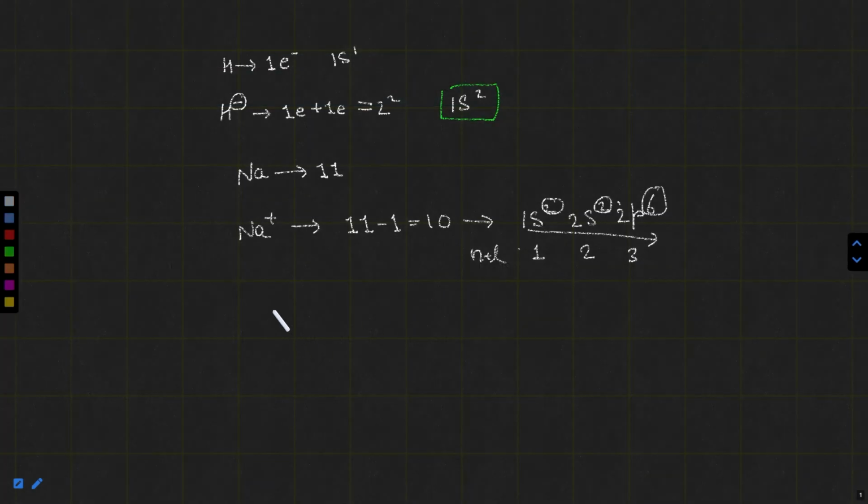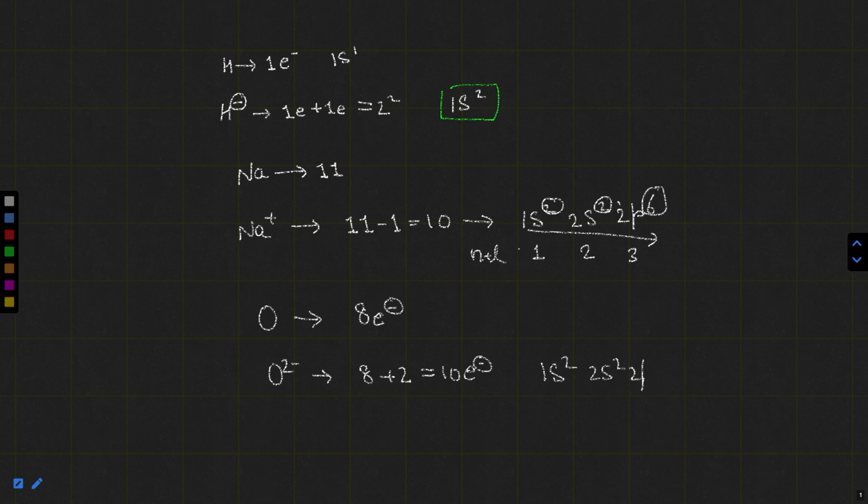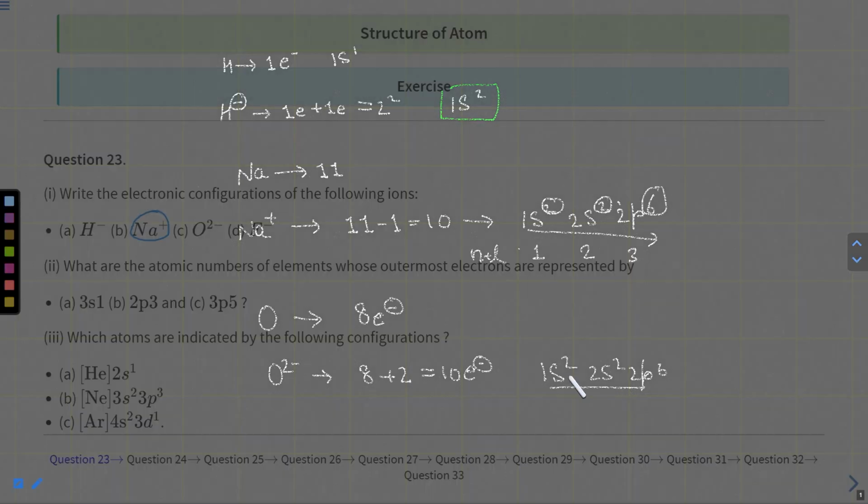Next is O2 minus. First we will see oxygen. Oxygen has a total of 8 electrons. O2 minus means 2 electrons are added. Therefore 8 plus 2, therefore 10 electrons. So we will write it again as 1s2, 2s2, 2p6. So this will be the electronic configuration.